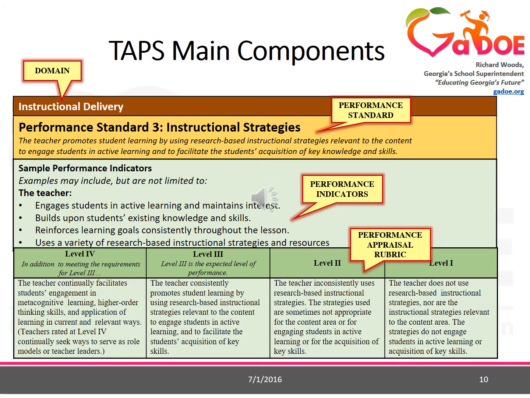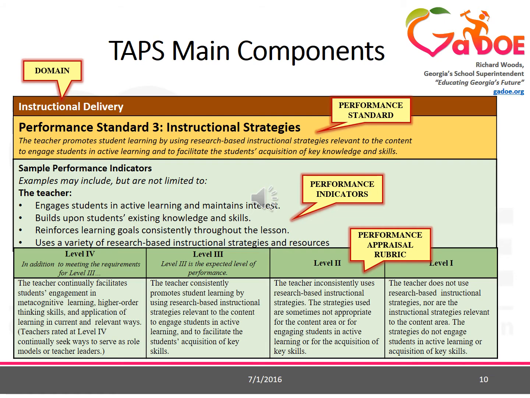When your administrators come in to observe you, they'll use a rubric tied to the TKES standards. The rubric will look something like this. At the very top will be the domain. In this case, it's instructional delivery. Next, in the orange section, is the performance standard. And here you'll see performance standard 3, instructional strategies, with a brief description of what that instructional strategy is.